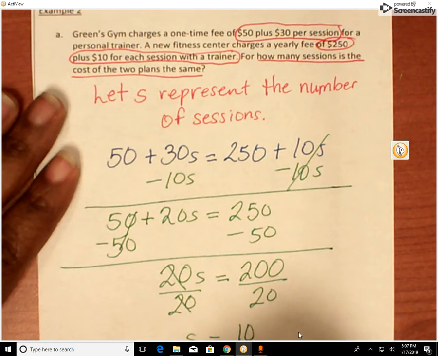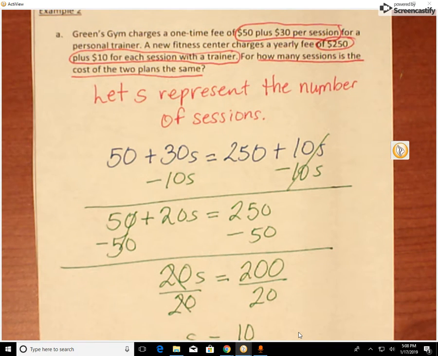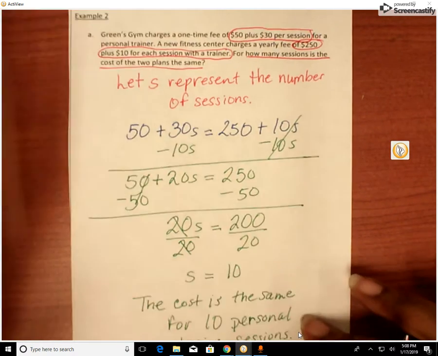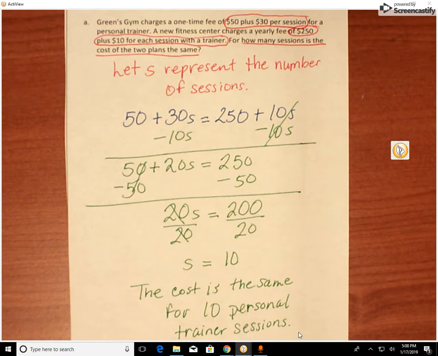So the cost is the same for 10 personal trainer sessions. And that was one of our problems today. Let me zoom out so you can see the whole thing. There we go. The cost is the same for 10 personal trainer sessions.